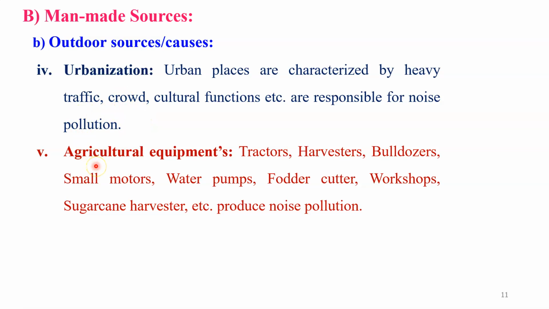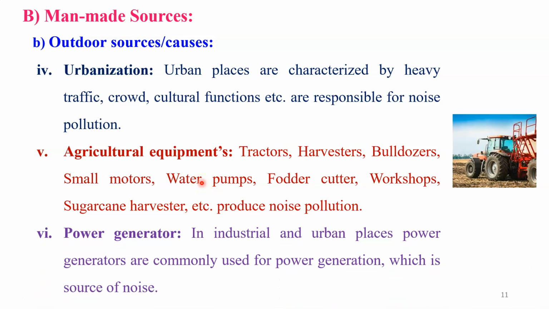The next very important sector is agricultural equipment. Yes, in a country like India, where agriculture is the major activity, when we do the various operations for agriculture, we use various equipment like a tractor, harvester, bulldozer, small motor, water pump, fodder cutter, workshop, sugarcane harvester, and so many things. When we use all this equipment, it produces noise, and that noise is responsible for noise pollution.